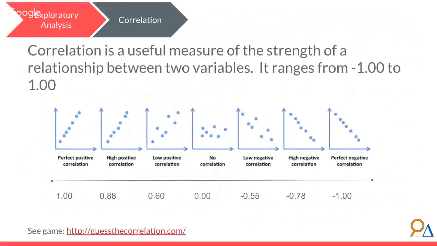Correlation is a useful measure of the strength of a relationship between two variables, and it usually ranges between -1 and 1. So we usually have positive correlation, high positive correlation. This is where the y-axis increases as the x-axis increases. Here there's some correlation, but it's not high, and here there's no correlation at all. This is negative correlation. In this case, as the x-axis increases, the y-axis decreases. Here there's some correlation, but it's not so high, and this is perfect correlation.